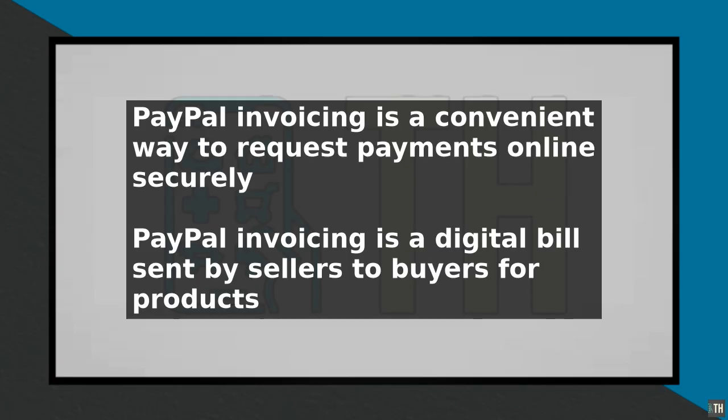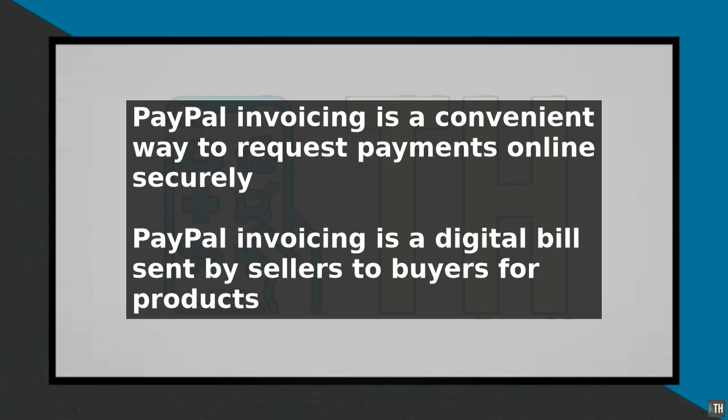First, let's start with the basics. A PayPal invoice is a digital bill that is sent by a seller to a buyer, requesting payment for a product or service. The invoice includes details such as the amount due, payment terms, and a link to pay online.